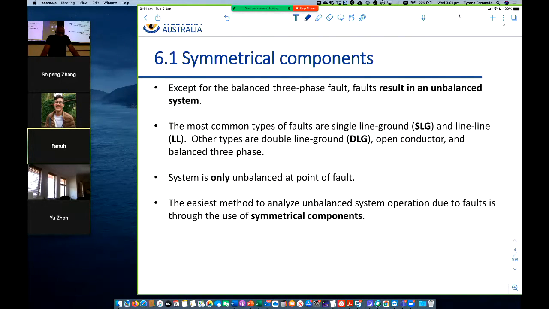In this situation, we assume the system is only unbalanced at the point of fault. Everywhere else is balanced. In other words, the generators are balanced. The transmission line impedances are balanced. But at the point of fault, with these three types of fault, single line to ground, line to line faults, and double line to ground faults, the system is unbalanced. Now, the easiest method to analyze unbalanced system operation due to faults is through the use of symmetrical components.